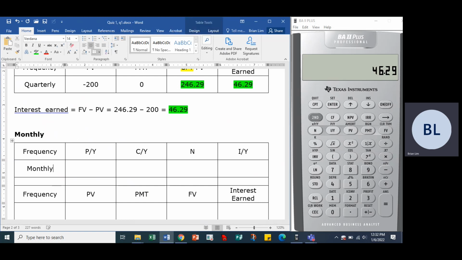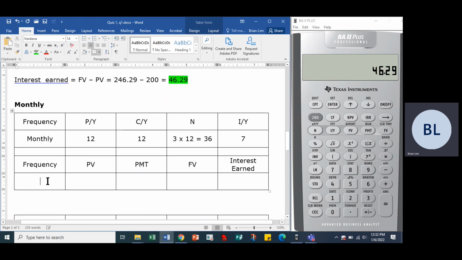Frequency would be monthly. All right, your PY would be 12, CY would also be 12, and this one I told you it's 3 years, so 3 times 12 will give us 36. Okay, interest rate is still 7%. It didn't go anywhere. Okay, and yes, the next line is also monthly. Okay, present value is $200, payment is 0, and we will compute the future value, correct? So we go to CPT, and that is the compute. All right, and there we are.